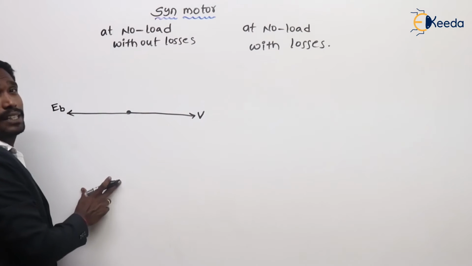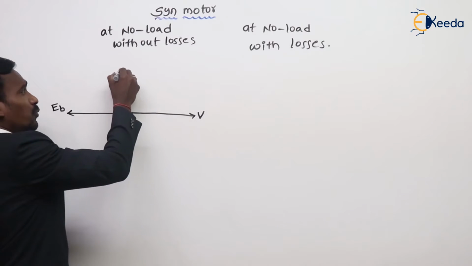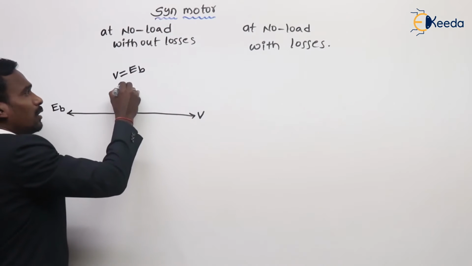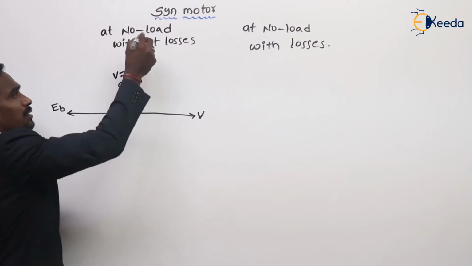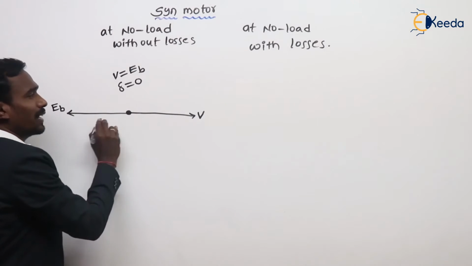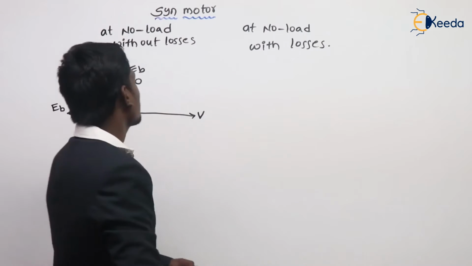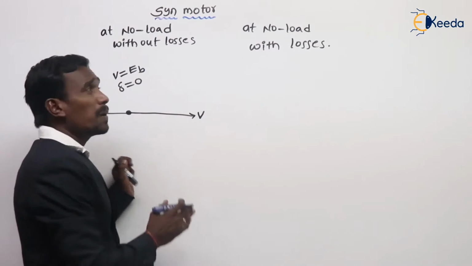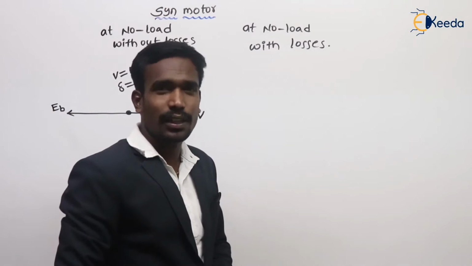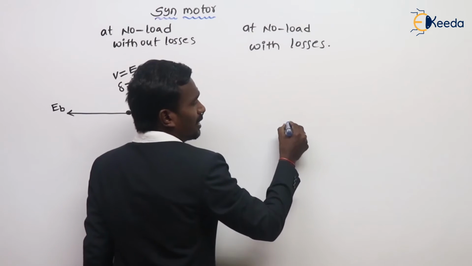Nothing but my EMF, which is called back EMF. At no load condition with no losses, V is exactly equal to EB and the load angle is 0, because at no load the load angle is 0. These two are exactly 180 degrees to each other. This is the ideal case, but practically even at no load condition some losses are there. So, at no load with losses.